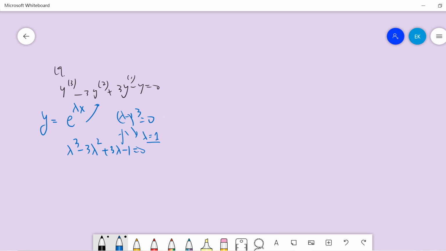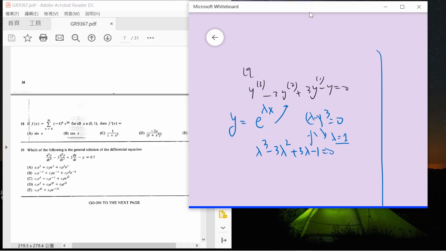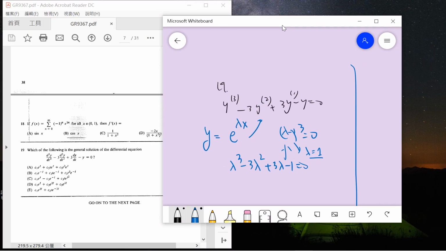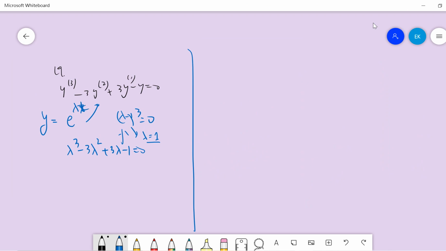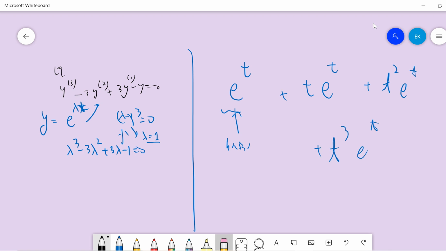So let me remind you guys that suppose you get multiple roots, then each time you have a multiple root in the ordinary differential equation, you need to add another factor of x. Is it x or t? Oh, it's t. Yeah, so I should use t. Sorry about that. So the answer is exponential t. This is one basis. Another basis is t times exponential t, and then t squared exponential t, and, no, there is no t cubed.